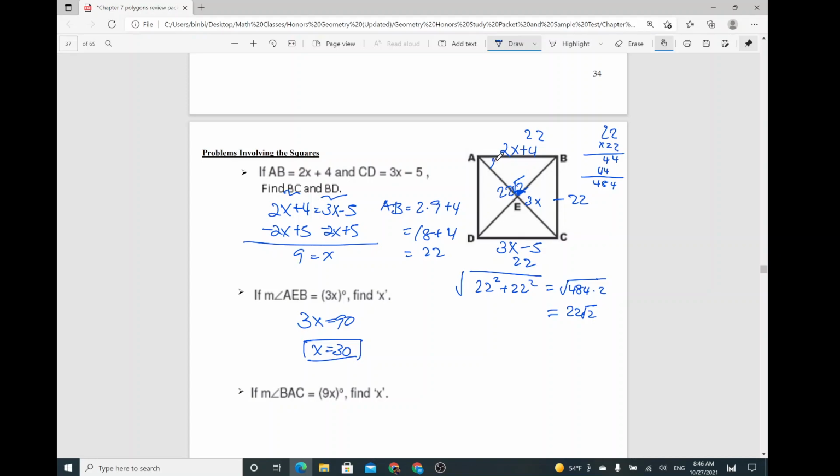So BAC, this angle. Again, if that's a square, the measure of the entire angle is 90. The diagonal just bisects the angle, so 90 divided by 2 is 45. So 45 degrees. So 45 equals 9x, so angle BAC divided by 9, so we got x equals 5.